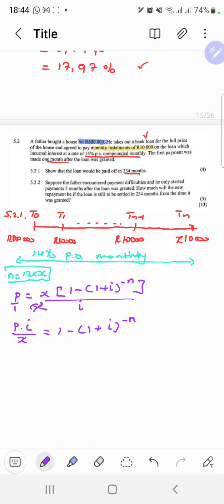And then of course what we do here, folks, we just simply do our magic here. We just take this and transpose and take this one and transpose. This thing is always less than 1. So you don't have to worry about whether this is going to be negative. No, it's never going to happen. So this implies that 1 plus i to the minus n is equal to 1 minus P multiplied by i over x. Now at this point introduce logs. So you're going to have log.